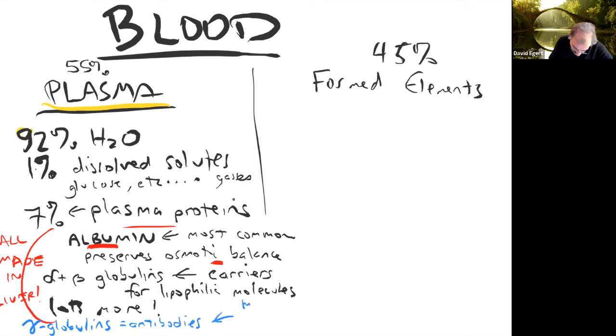These are made by lymphocytes. But don't worry, we're going to talk way more about them. Just for completeness, there is one class of protein floating around in your plasma that is not made by the liver. It's one exception to everything else.